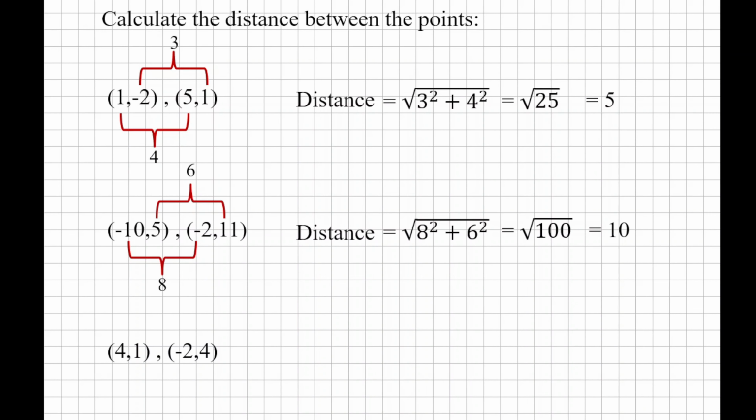To find the distance between (4, 1) and (-2, 4), the difference between x1 and x2 is 6, and the difference between y1 and y2 is 3. The distance between (4, 1) and (-2, 4) is the square root of 3 squared plus 6 squared, which is the square root of 45.